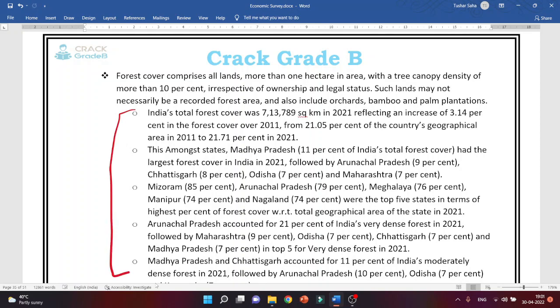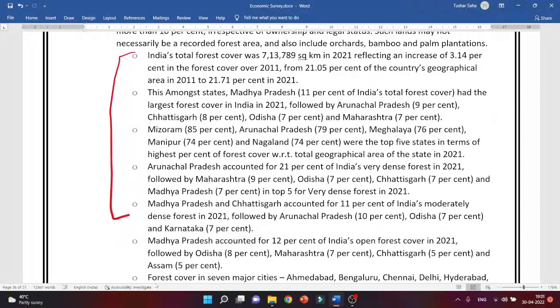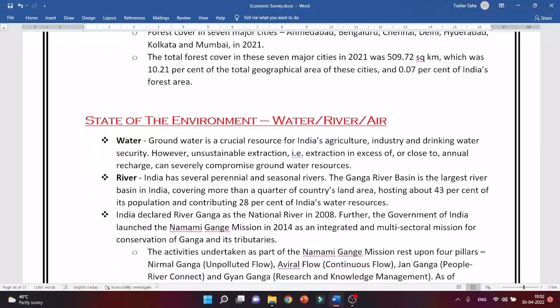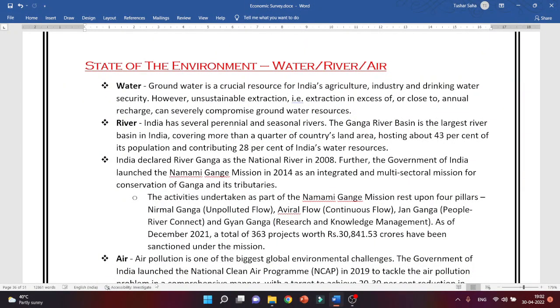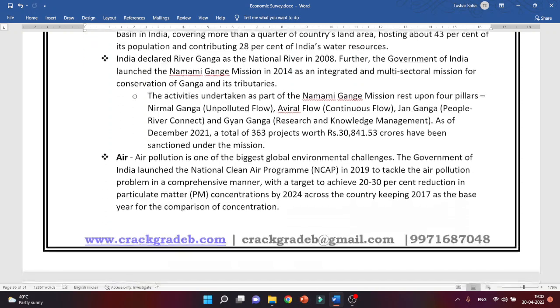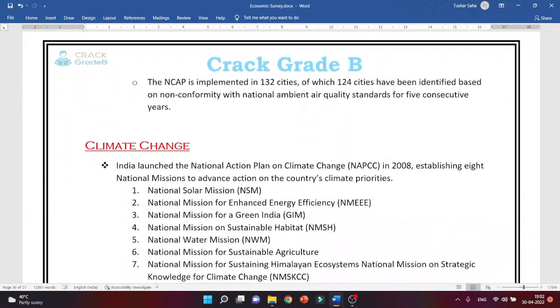These are state specific data, obviously not very important, but yes, certainly they may ask you which state has performed better, for example Kerala, and how did it do it, right? Bihar, which could not do it, why? So certainly you can get anything, right? So reading it at least 2 times is going to give you a comprehensive view. Then comes the state of the environment: water, river and air. Just go through it. There are a few important things, but let me skip. It is for you to read.